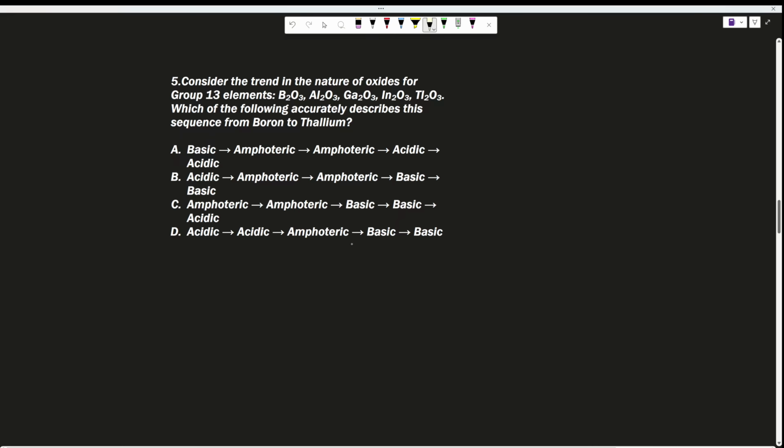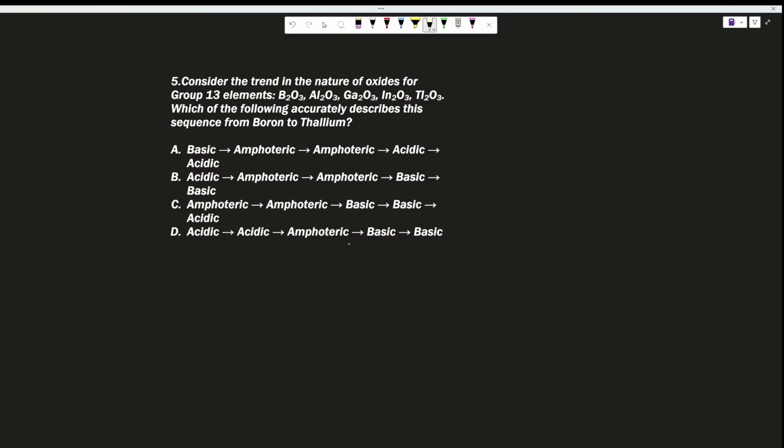Consider the trend in the nature of oxides for group 13 elements. So you have oxides of boron, aluminium, gallium, indium and thallium. Which of the following accurately describes this sequence from boron to thallium? So here, boron being a non-metal, it forms acidic oxides. Okay, so boron forms acidic oxides.